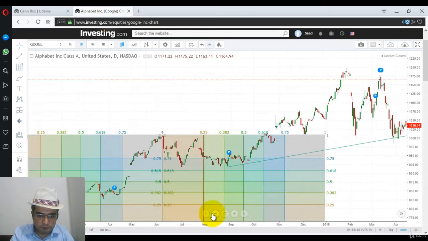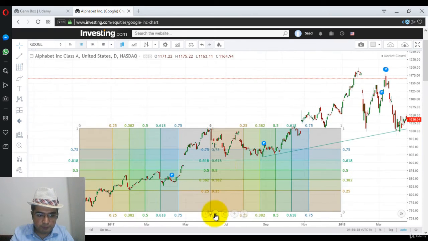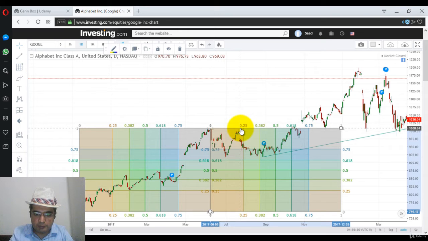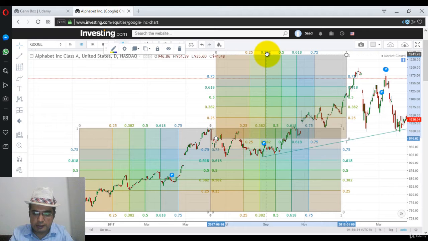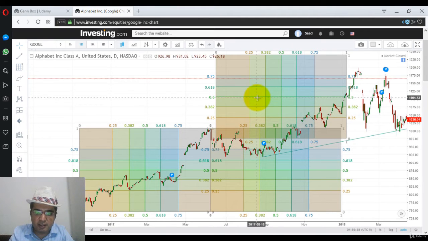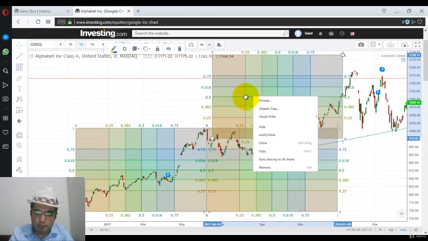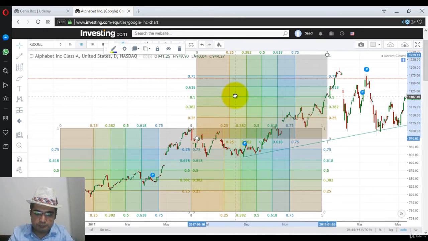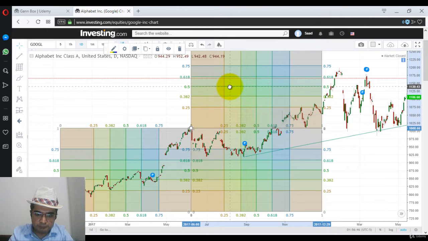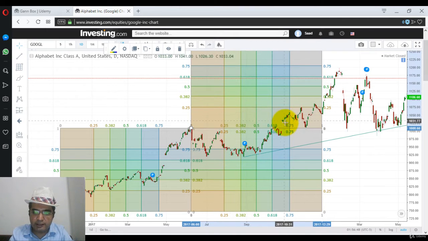Now let us zoom out, and let us put a Gann Box on top of this Gann Box. Now why are we putting this on top of it? Because the price went higher than that.